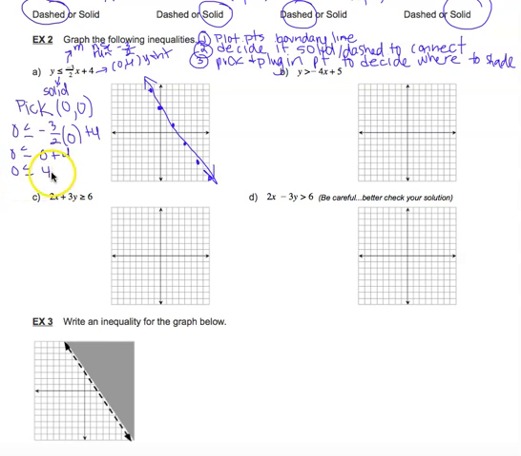Well, yes, 0 is less than 4, so this is a true statement. True statement means that you should shade where your point was. So the half plane that contains your point should be shaded. So in this case, 0, 0 is on this side of the boundary line, so I would shade over here.